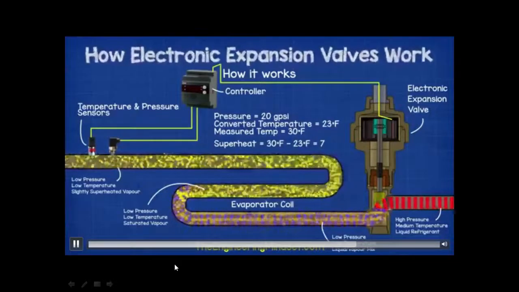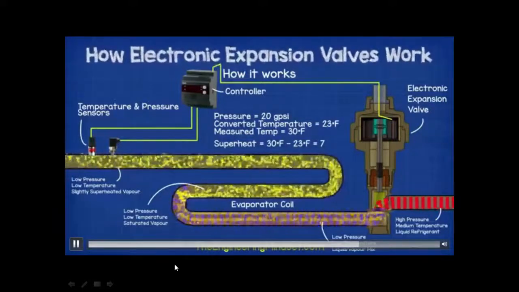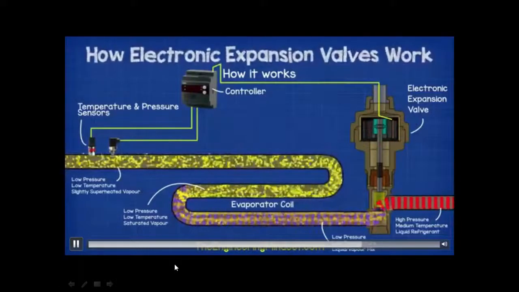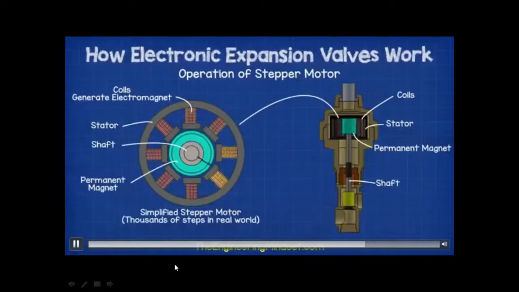The controller then decides whether the expansion valve should open to let more refrigerant into the evaporator or close to reduce the amount entering. Once decided, the controller then sends electrical signals to the expansion valve stepper motor to energize the coils and create an electromagnetic field and vary its polarity. This forces the permanent magnet to rotate clockwise or counterclockwise depending on the polarity generated.